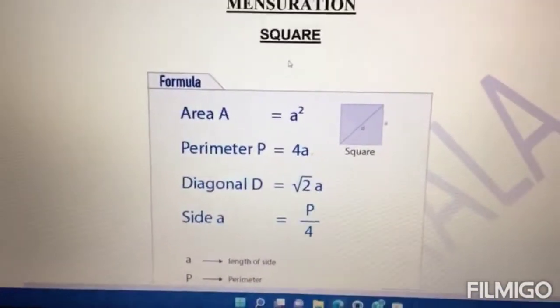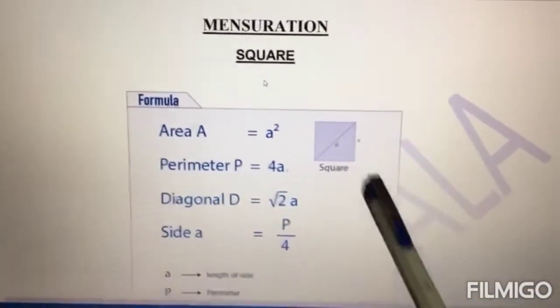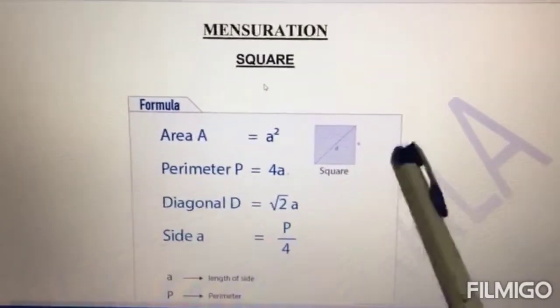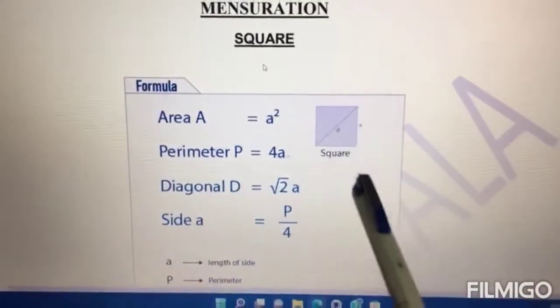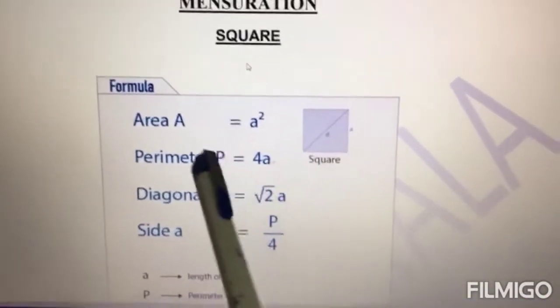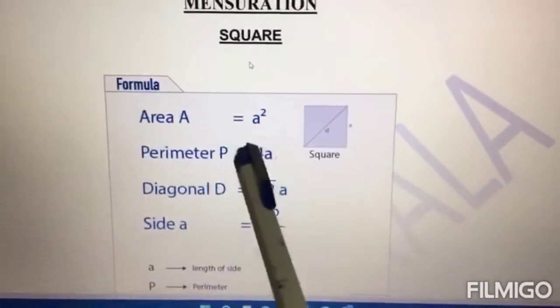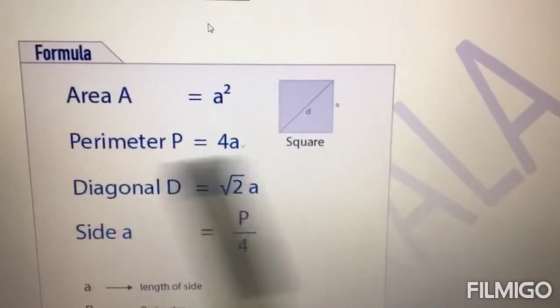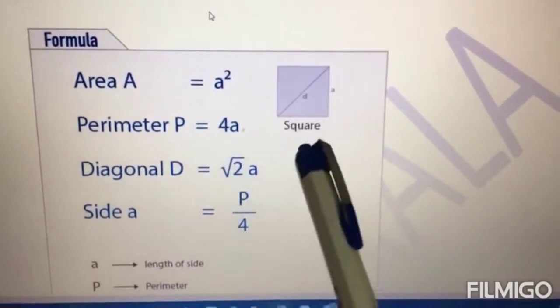What is a square? A square is a polygon. Polygon means a figure which has more than 3 sides. So it is a 4-sided figure where all sides are equal, right? And the area, as we know, is a square. A is the side and D is the diagonal. Perimeter is 4 times A.